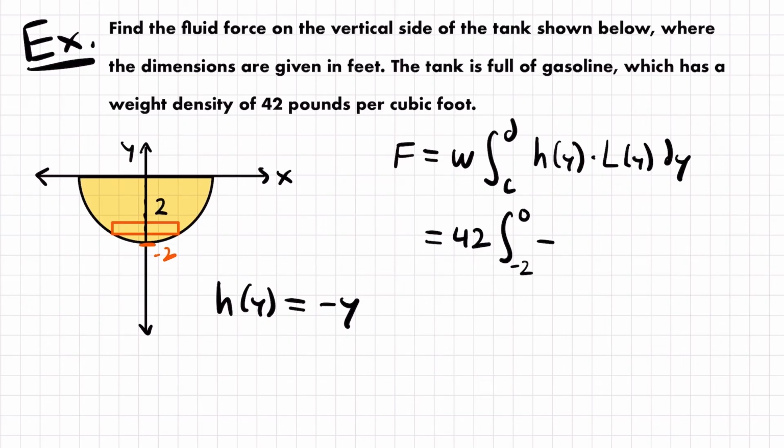We will have -y, and that will be multiplied by the length of our rectangles. Now, once again, like with our previous example, we are going to be using symmetry to our advantage to calculate the length of our rectangles. We are going to look at the distance from the y-axis to the outer edge of the tank, which I'm going to label with x, and multiply that by 2 to find the length of a rectangle for this vertical side. So once again, the length in terms of y will be equal to 2x.